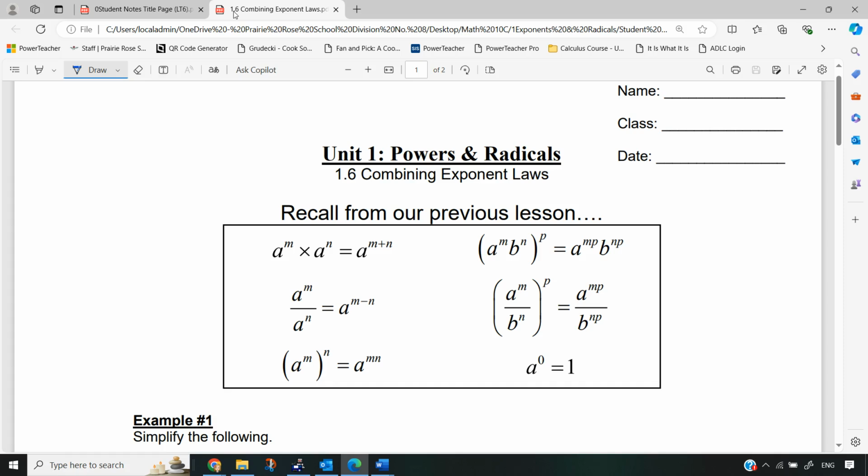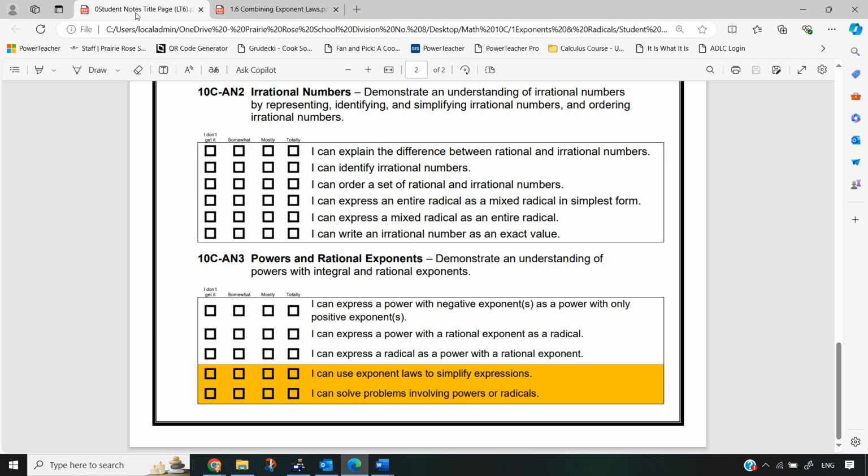In today's lesson, we're going to be looking at 1.6 combining exponent laws. Let's start with our learning targets. At the end of today's lesson, you should be able to use exponent laws to simplify expressions, and you'll also be able to solve problems involving powers or radicals.